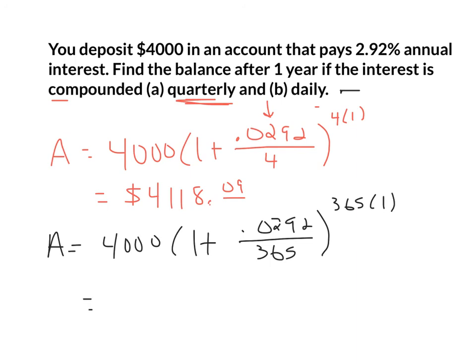And it should be a little bit more because the more times a year you compound, the more money you get. Let me punch it in. I'll be right back. All right, and this time I got $4,118.52. If I were you, again, I would punch that in and make sure you're good on how to punch it in your calculator correctly.